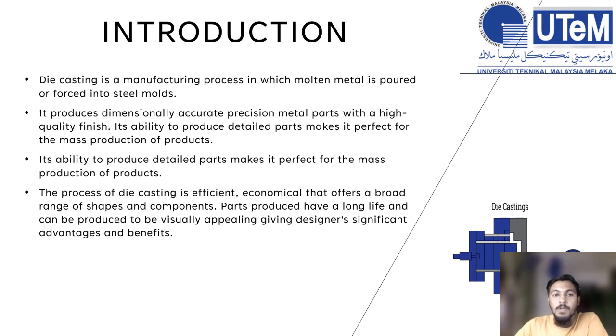First of all, the introduction to die casting. Die casting is a manufacturing process in which molten metal is poured or forced into steel molds. Generally, it produces dimensionally accurate precision metal parts with a high quality finish. Its ability to produce detailed parts makes it perfect for the mass production of products. The process of die casting is very efficient and economical, and offers a broad range of shapes and components. The parts produced usually have a long life and can be produced to be visually appealing, giving designers significant advantages and benefits.